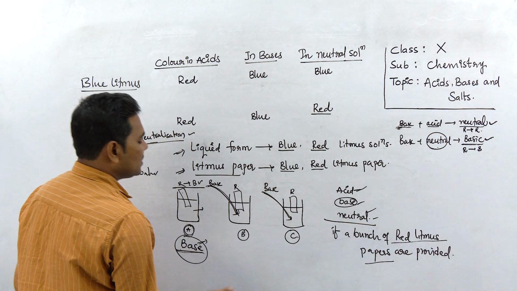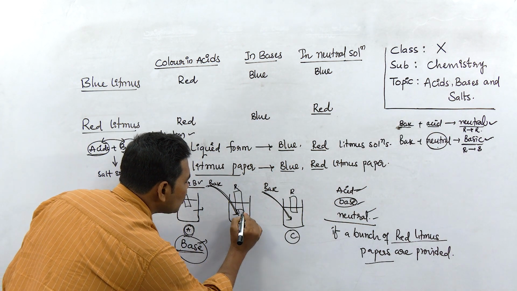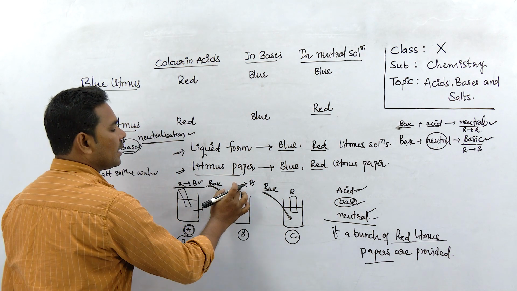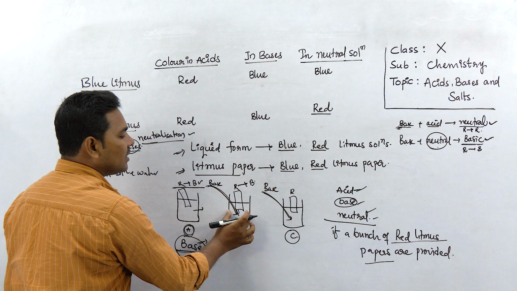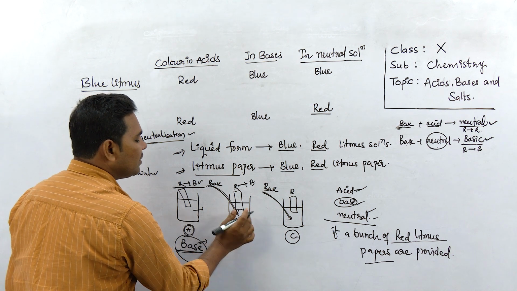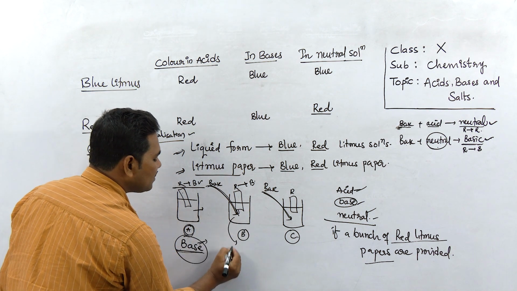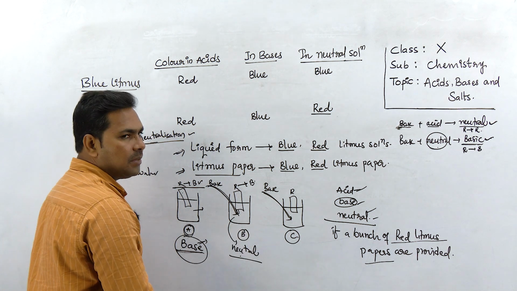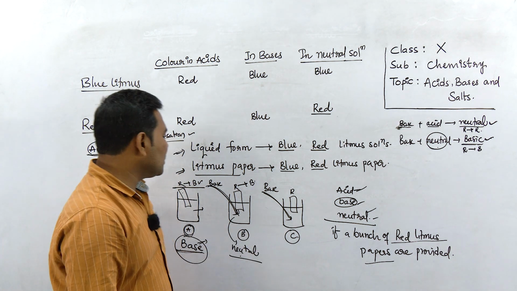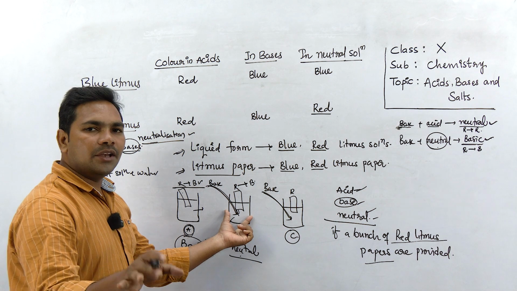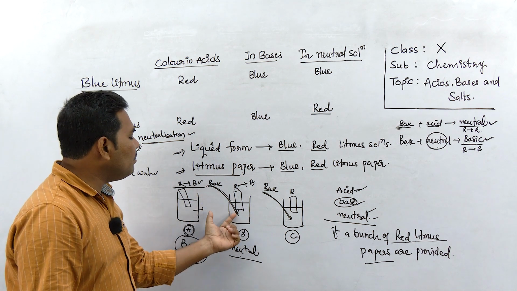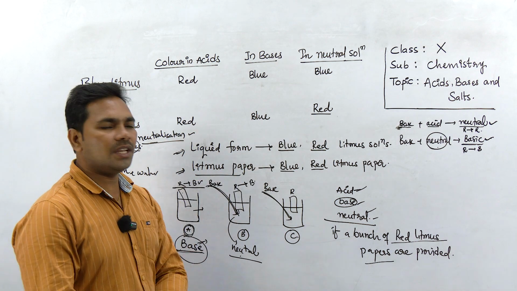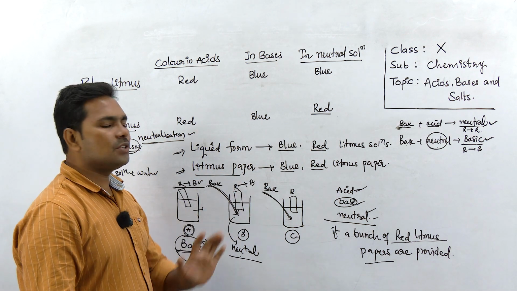Another one is base. Now, for example, in this solution, if red litmus turns blue, this is the basic solution, which is obtained by adding base to the neutral solution. So we can identify solution B is neutral. I repeat once again, it was earlier neutral, but after base is added to neutral, the resulting solution is basic in nature, so the red litmus paper turns blue.